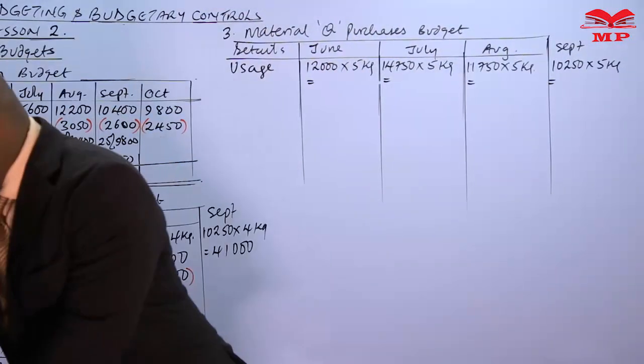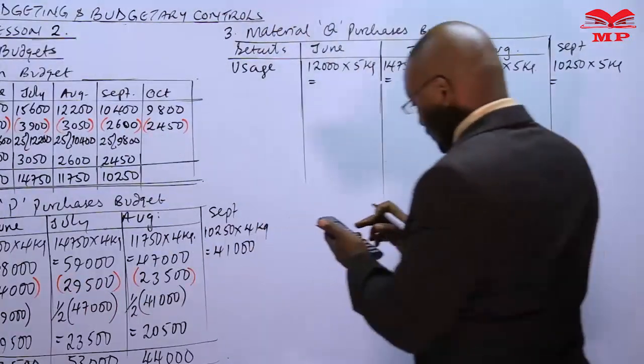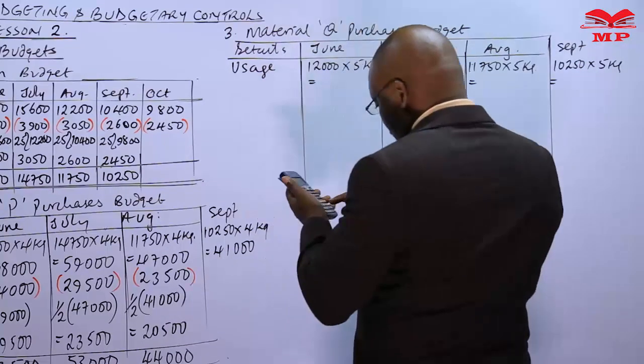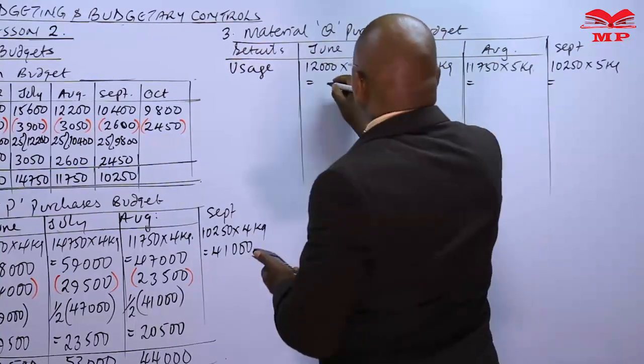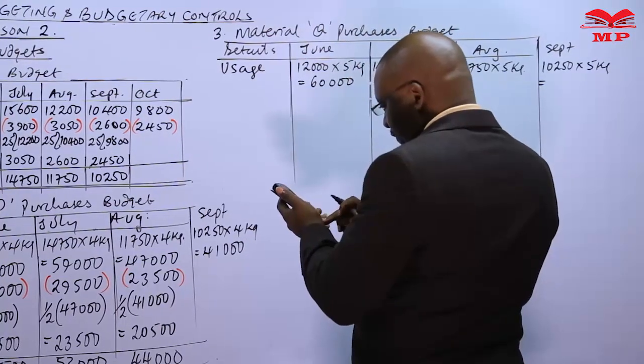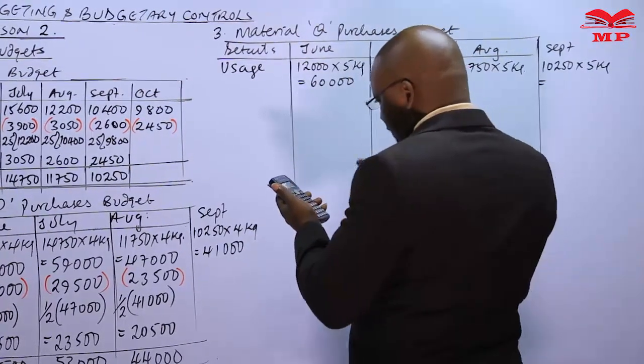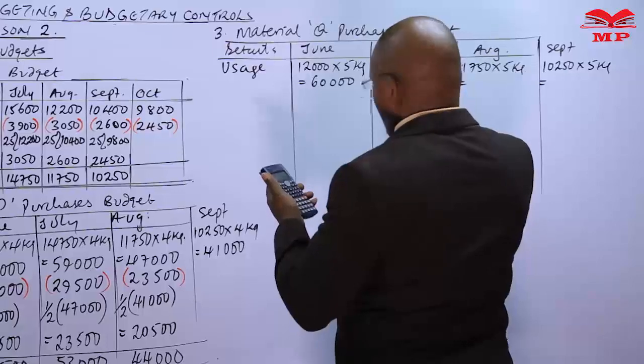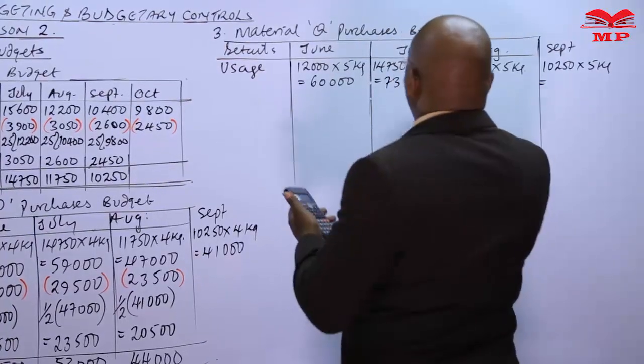So this calculation will give us, this is 12,000 times 5, this is giving us 60,000 kgs. 14,750 times 5 giving us 73,750 kgs.